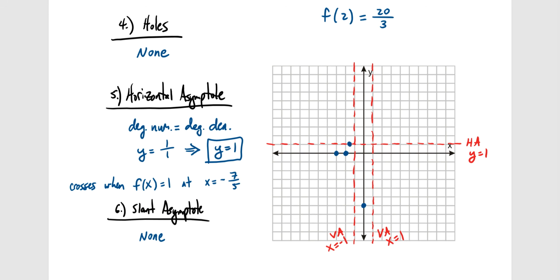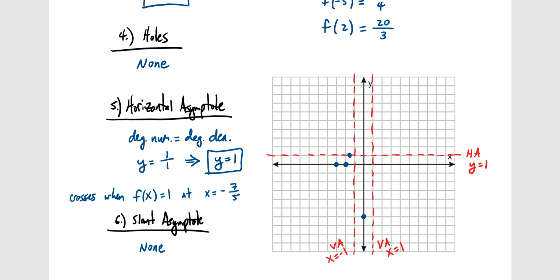This one was a little bit different, again, because this one actually crosses the horizontal asymptote. If you took the function and set it equal to the horizontal asymptote and solved for x, you would end up getting x equals negative 7 over 5. So it crosses the horizontal asymptote this time, and there's no slant asymptotes because there is a horizontal asymptote.